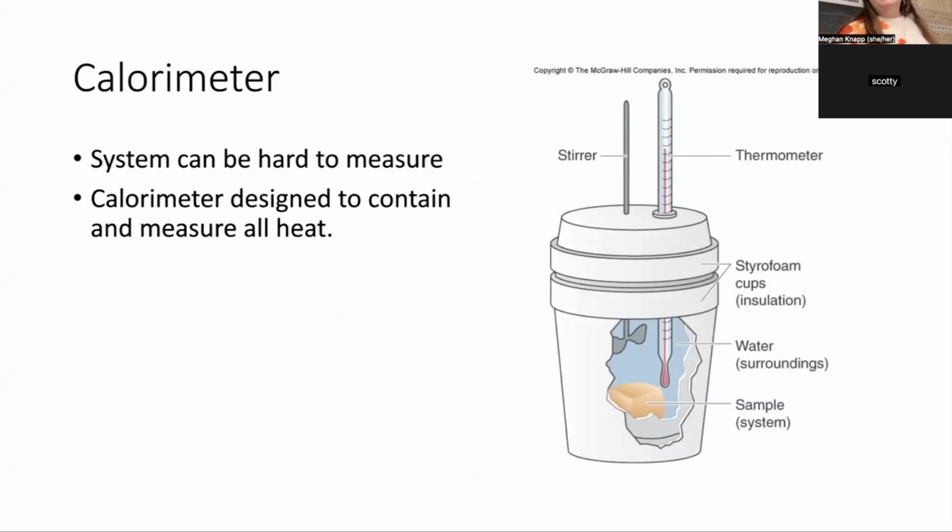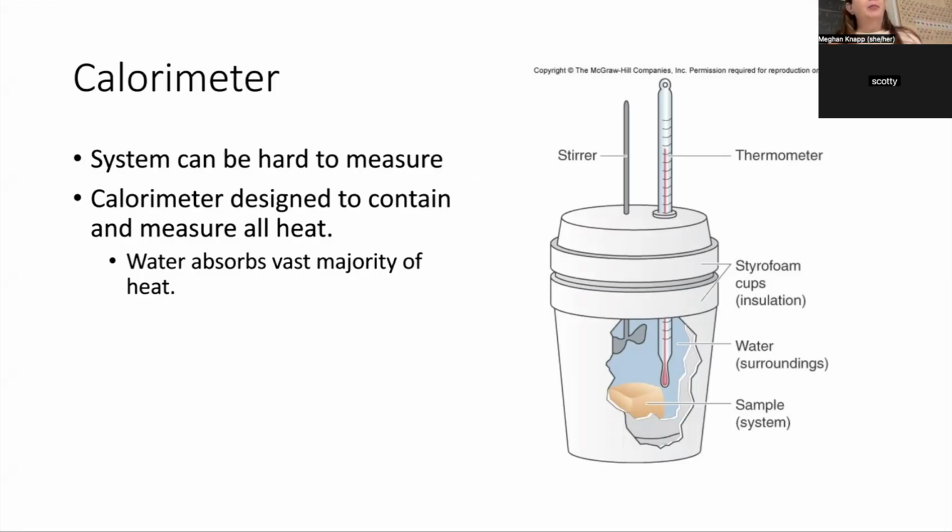The calorimeter is designed to contain the heat so that the surroundings become just the water, and you don't have to worry about measuring the air and your hand and all of those things. So the water is going to absorb the vast majority of the heat. In reality, if you've ever had a styrofoam cup with a hot drink in it, you know that it feels warm. So some of that heat does escape.